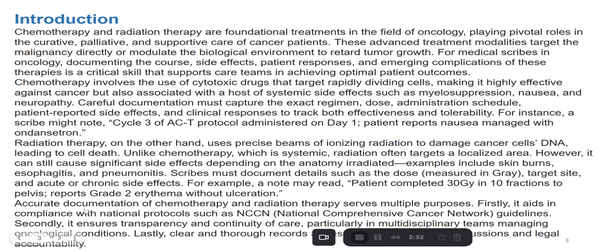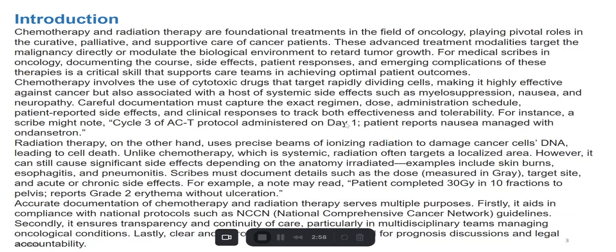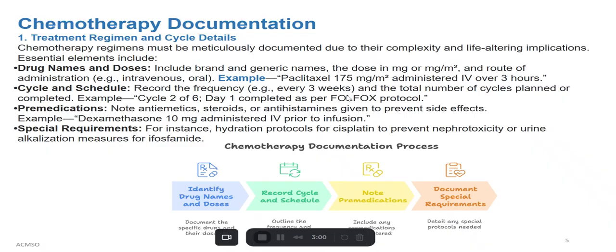Accurate documentation of chemotherapy and radiation therapy serves multiple purposes. Firstly, it aids in compliance with national protocols such as the National Comprehensive Cancer Network, NCCN, guidelines. Secondly, it ensures transparency and continuity of care, particularly in multidisciplinary teams managing oncological conditions. Lastly, clear and thorough records are essential for prognosis discussions and legal accountability. Key points.